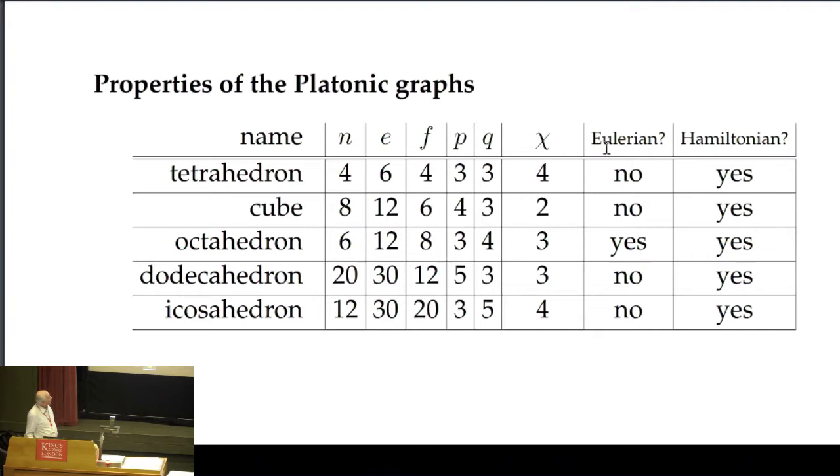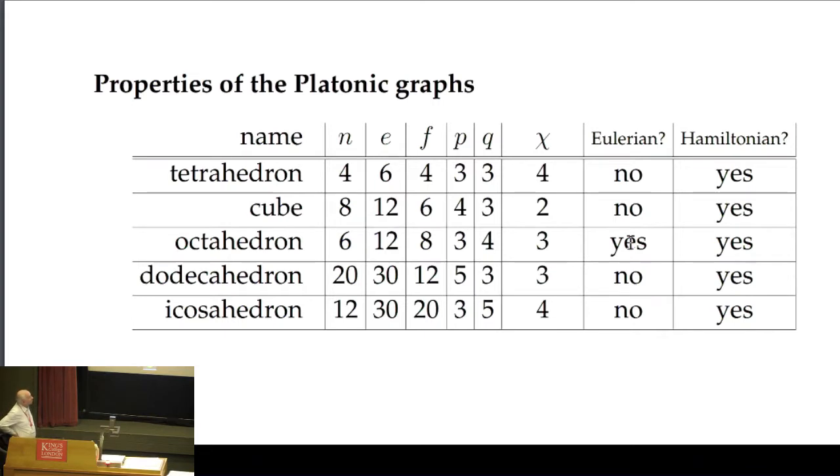Now, Eulerian is easy because that's a matter of the vertex degree. Vertex degree is Q, and you see they're all odd numbers apart from the octahedron. So the octahedron is the only Platonic graph that has an Eulerian cycle. So it's easy to remember.